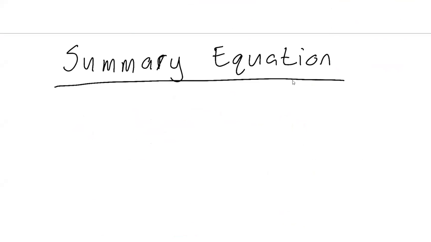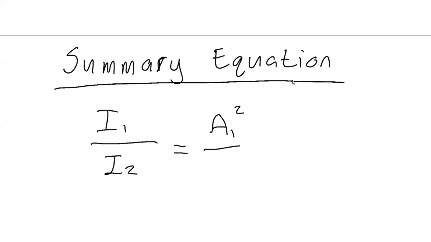There we go. Summary equation. Cool. And this is based off what you can read in the textbook, and it's based off just a bit of mathematical rearrangement of the formula. So what we can say is that the ratio of the intensities is equal to the ratio of the amplitudes squared. Cool. So that's squared.